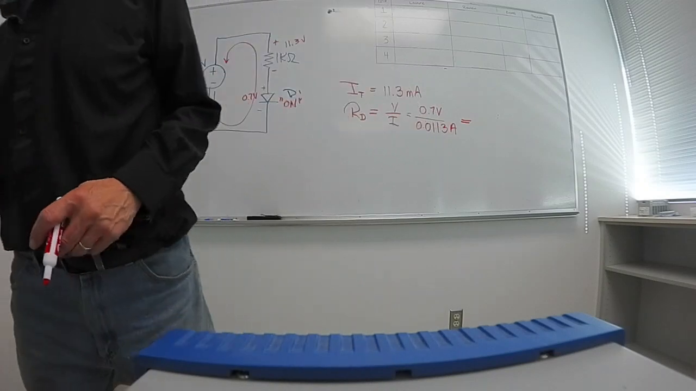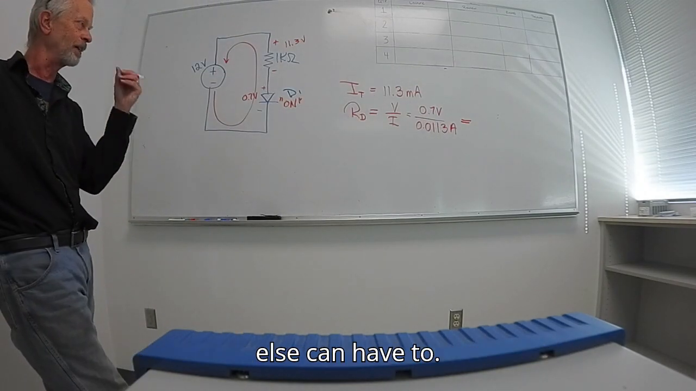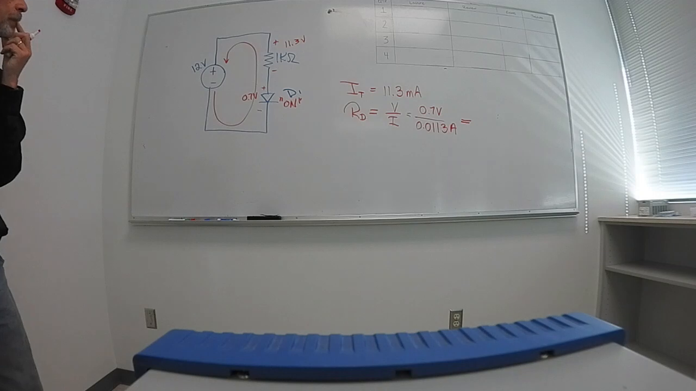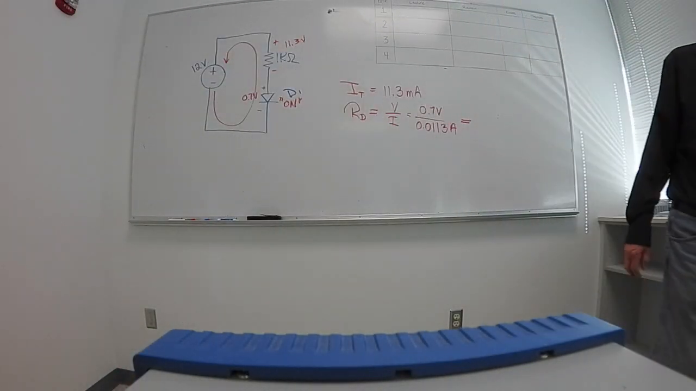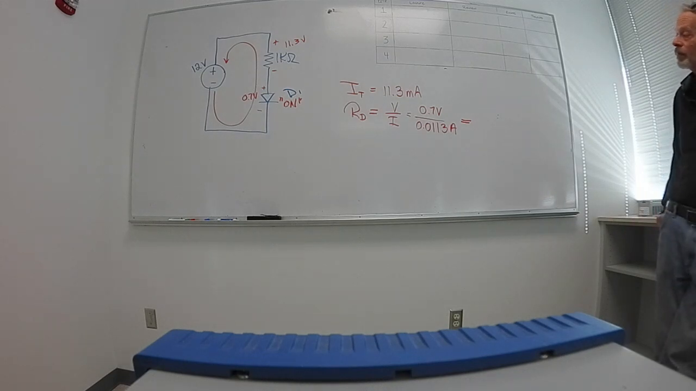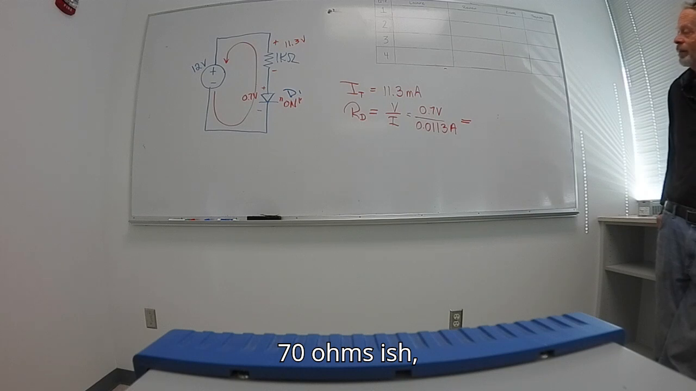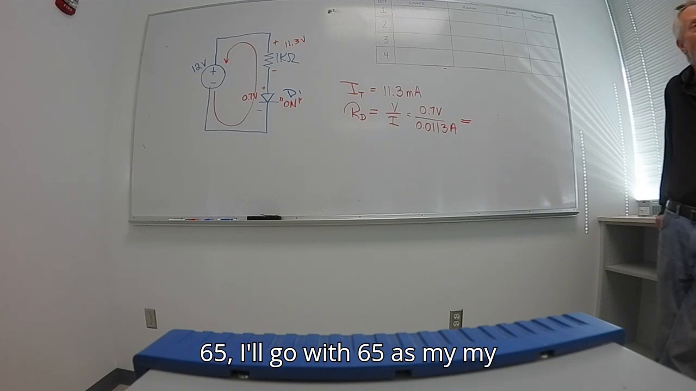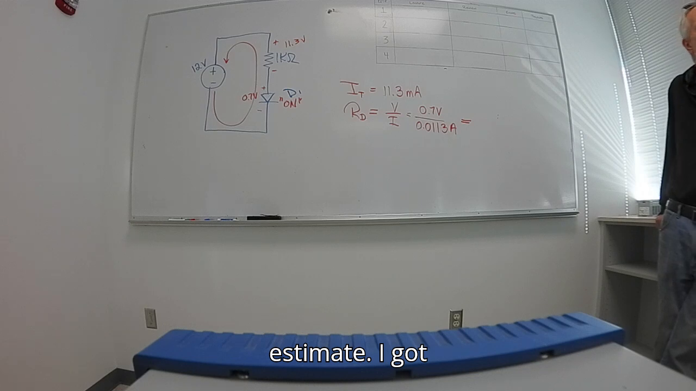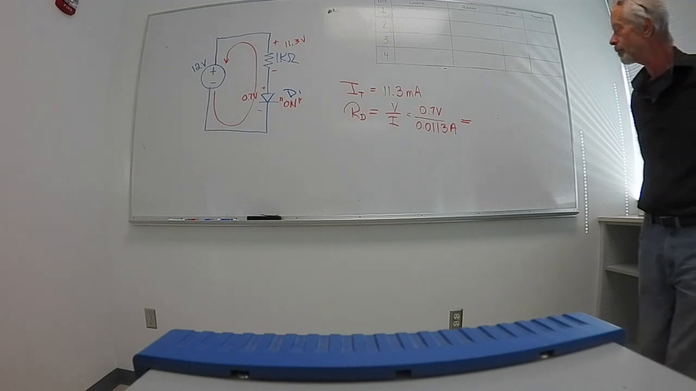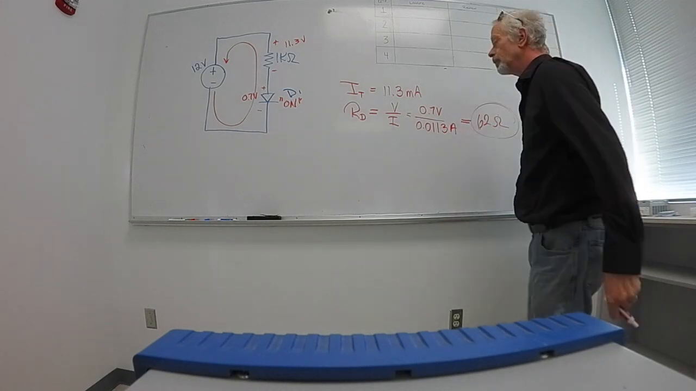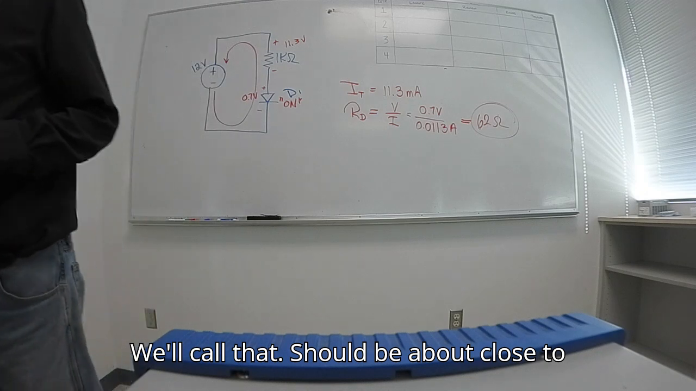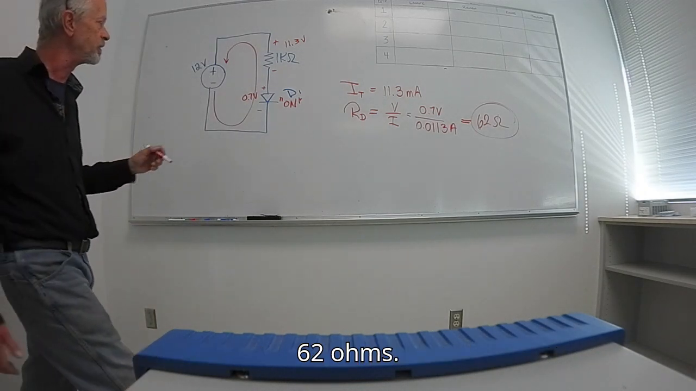Thank you. But I don't have a calculator, so somebody else is going to have to. About 70 ohms-ish, 65. I'll go with 65 as my estimate. I got 62. We'll call that close to 62 ohms.